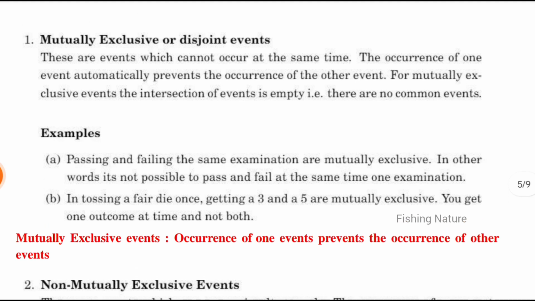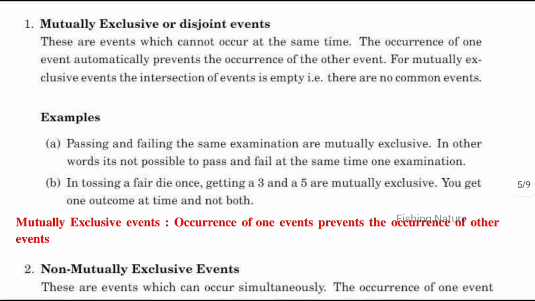Next, mutually exclusive or disjoint events. In probability, mutually exclusive events are events which cannot occur at the same time. The occurrence of one event automatically prevents the occurrence of the other event. For mutually exclusive events, the intersection of events is empty. There are no common events. Passing and failing the same examination is mutually exclusive.